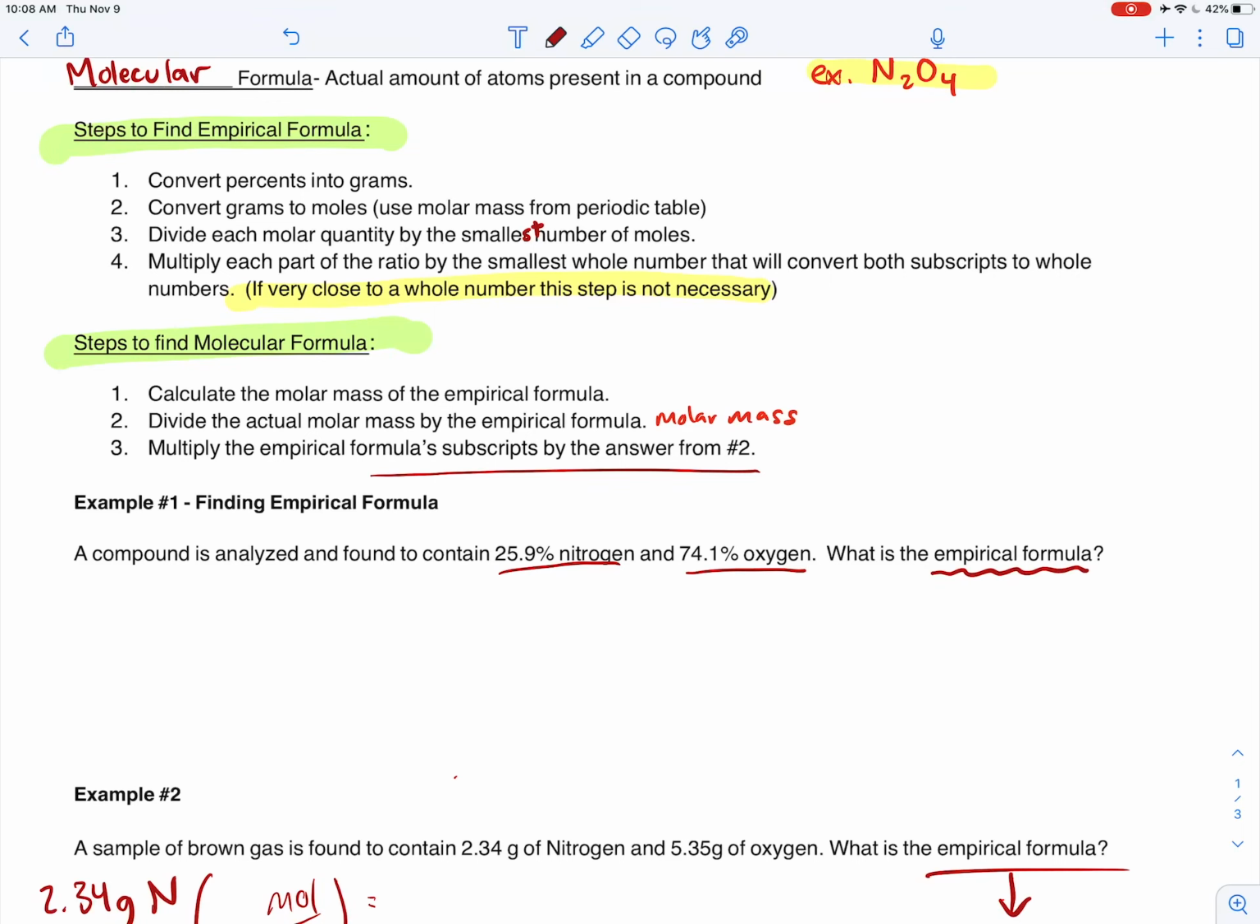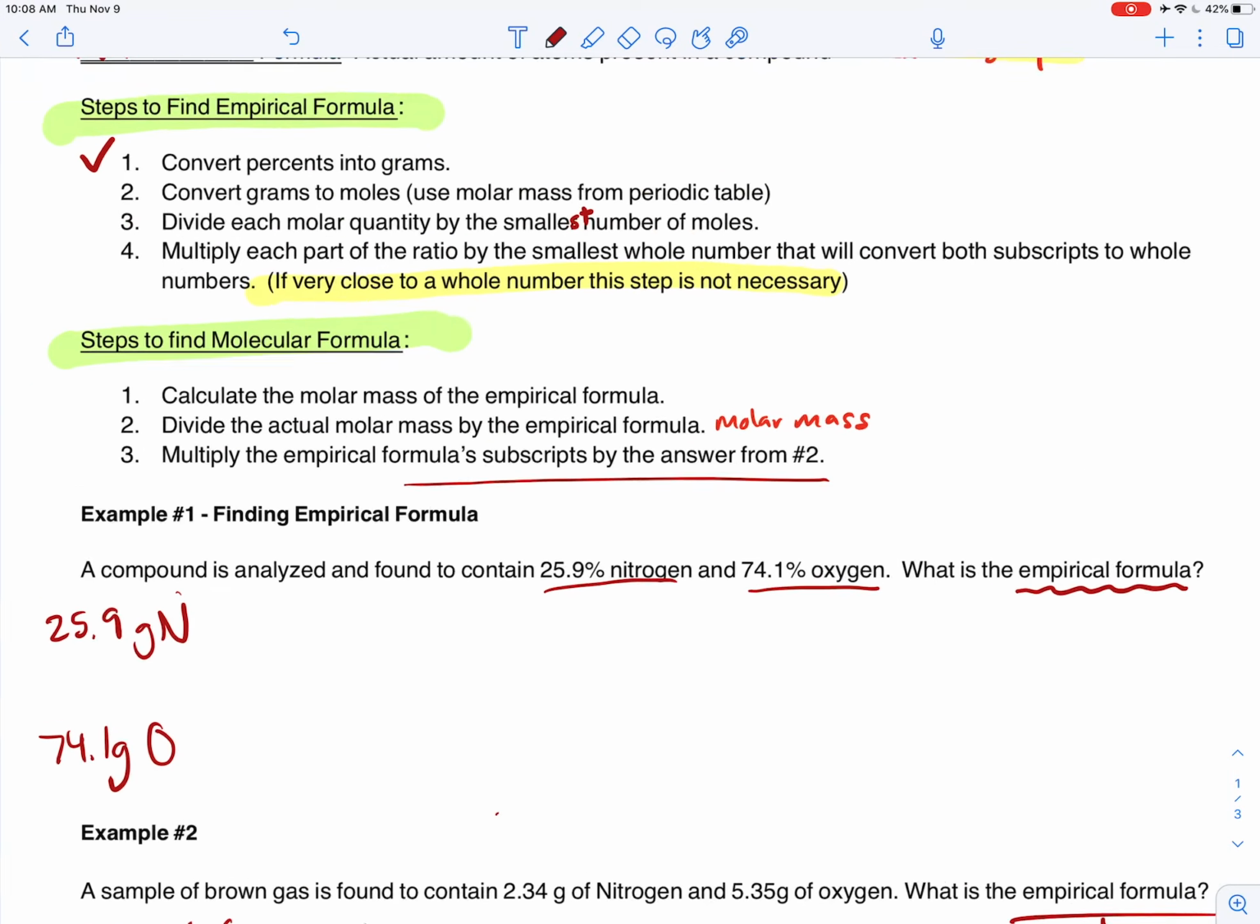Step 1, convert percents into grams. This is going to be the easiest step here. All we have to do is change that percent into grams of nitrogen. We're basically assuming that we have a 100-gram sample, and so that allows us to simply turn the percent directly into grams. Step 2, convert grams to moles.